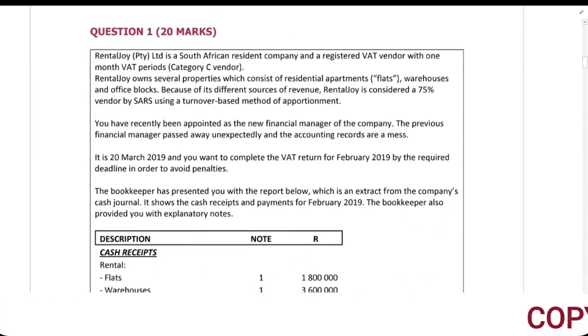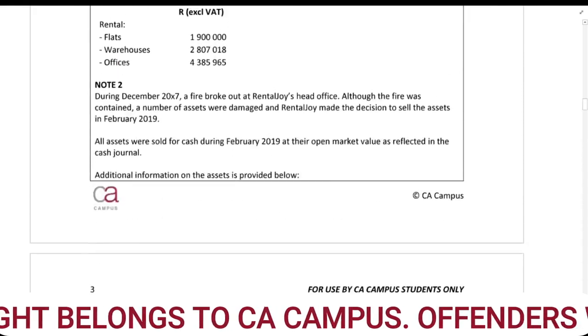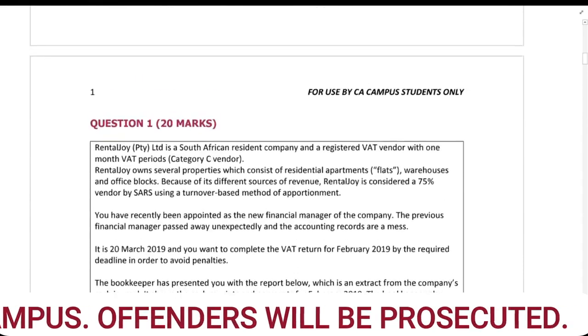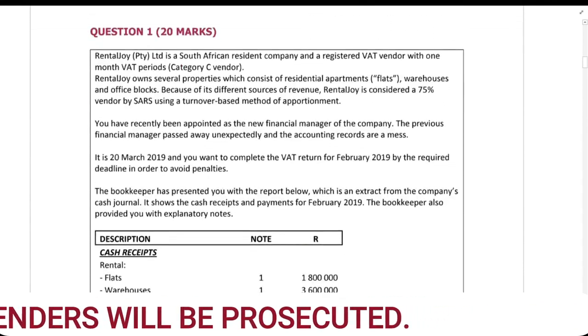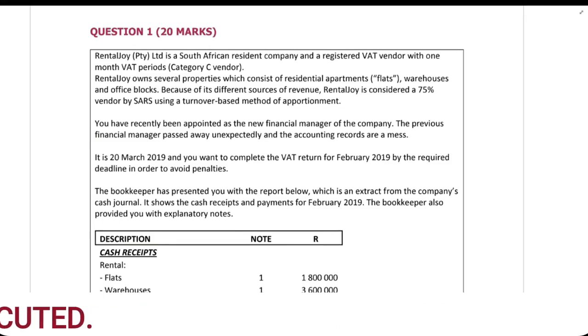Now, question one is 20 marks, and there's a second question as well. What I'm going to do is I'm going to start with question one. We'll do question one in its entirety, the required, and then we'll do question two. All right, question one, 20 marks. Rental Joy is a South African resident company and a registered VAT vendor with 1 month VAT periods. So it's a category C VAT vendor.